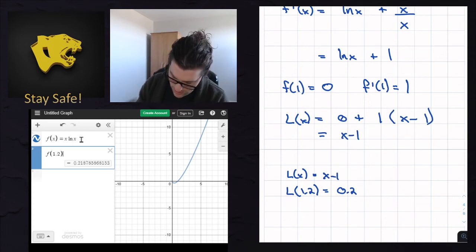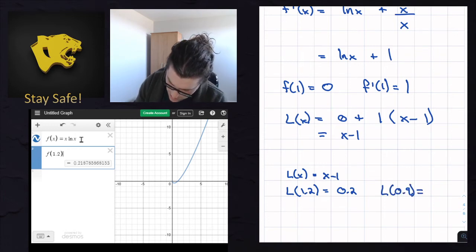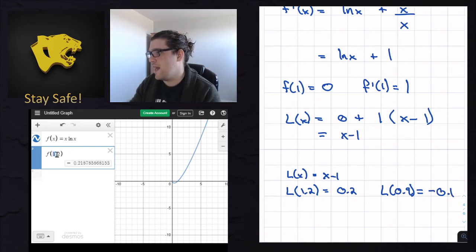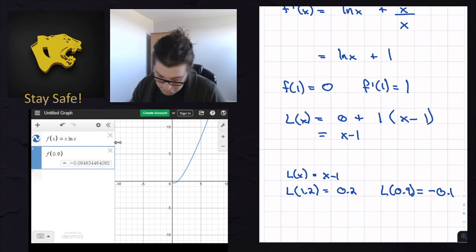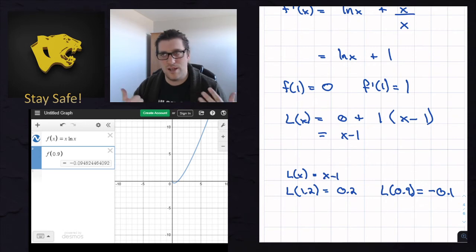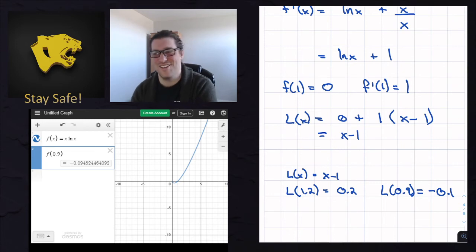But as you can tell, already getting 0.2 away from the 1 is making it a little off. Let's go 0.9 and just see how it does there. So L of 0.9, which is the linearization, is just going to be 0.9 minus 1, which is negative 0.1. And if I evaluate the actual function at 0.9, the actual function is negative 0.0948. So again, negative 0.1 is, yeah, it's okay, and relatively close to that answer there. All right, so what I'm going to do here is show you that it can be used for things that don't look very function-y, but we're going to turn it into something function-y, and it's going to work out fine.